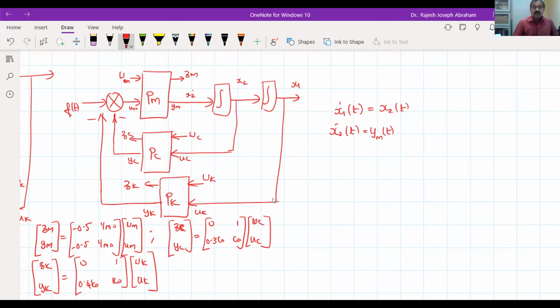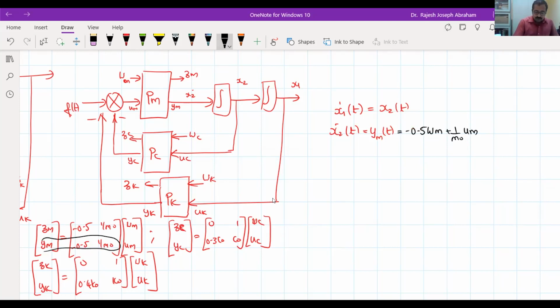And what is Ym of t? How will you find that? See from this equation. What is Ym of t? Ym equals minus 0.5 into Wm plus 1 by m naught into Um. Okay, from this expression, Ym equals minus 0.5 Wm plus 1 by m naught Um.